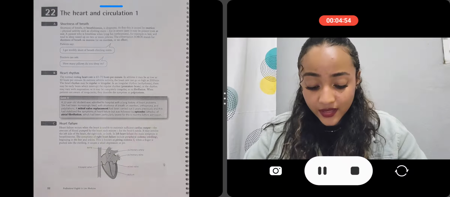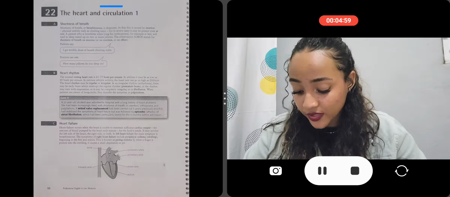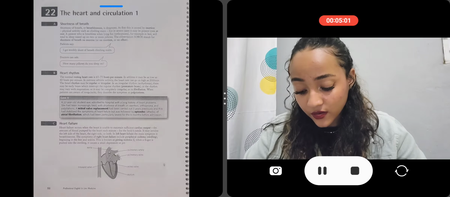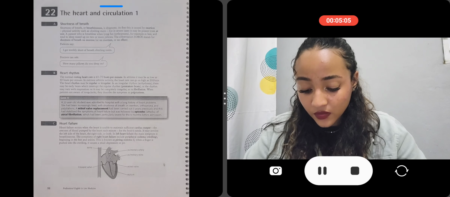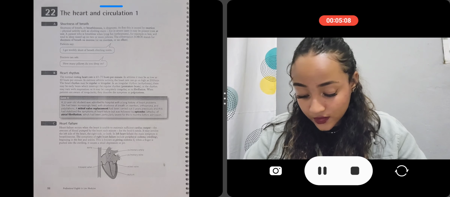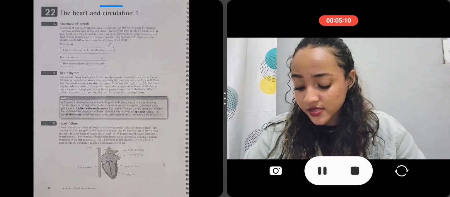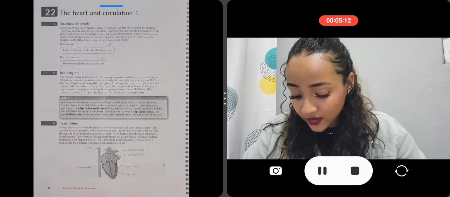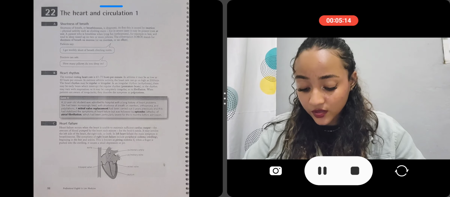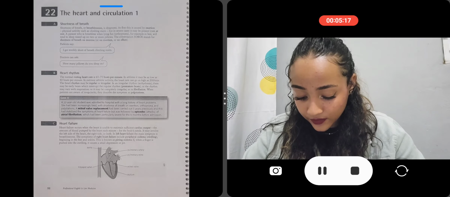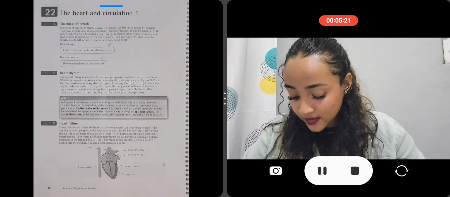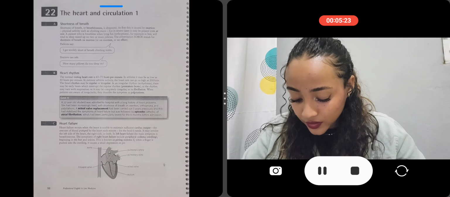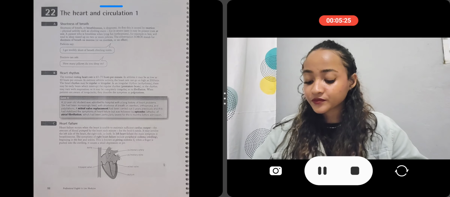The abbreviation SOBOE stands for shortness of breath on exercise, or on exertion, or on effort. Patients say, I get terribly short of breath climbing stairs. Doctors can ask, how many pillows do you sleep on?